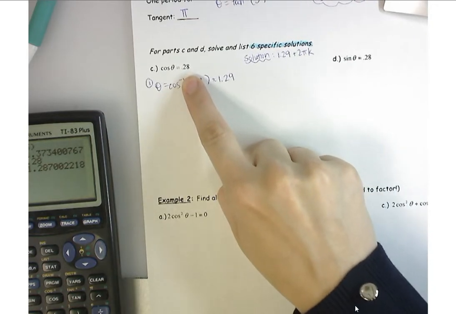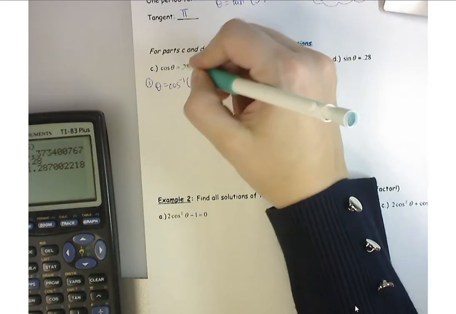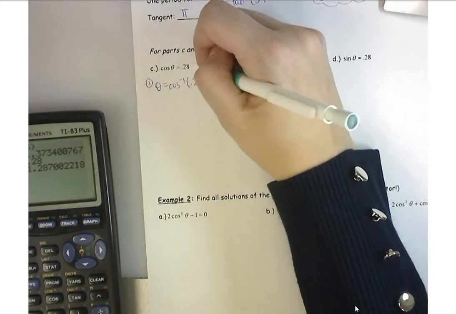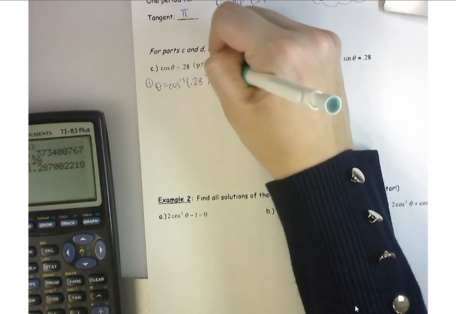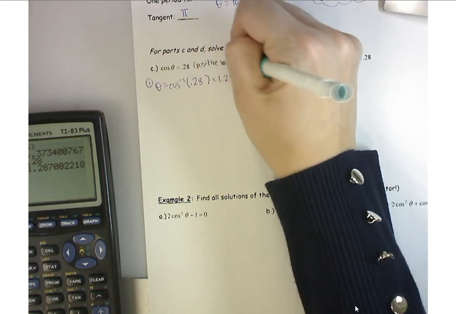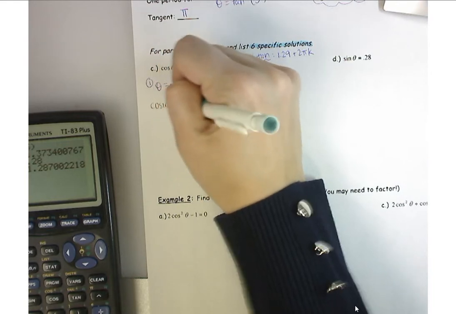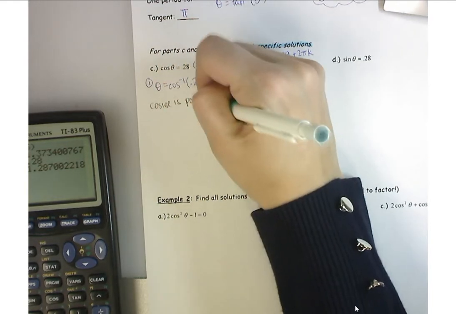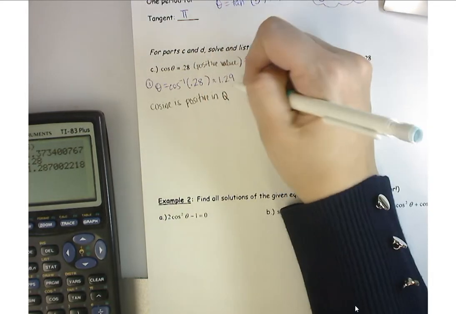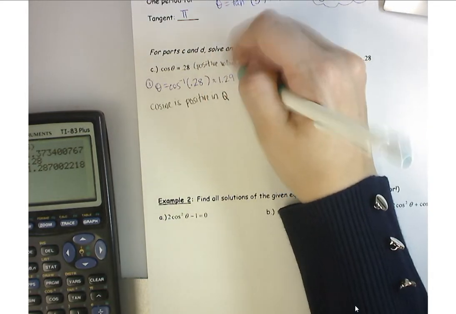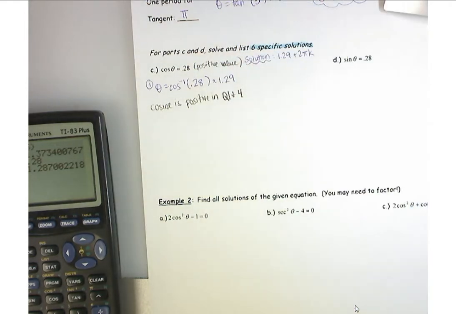So notice that this is going to be positive. Okay, so if the cosine equals 0.28, 0.28 is a positive value. Okay, so the cosine is positive in what two quadrants? What two quadrants is the cosine positive? 1 and 4. Okay. 1.29, do we know what quadrant that's in?